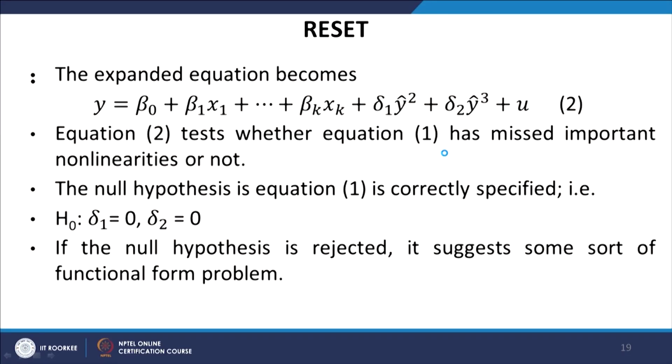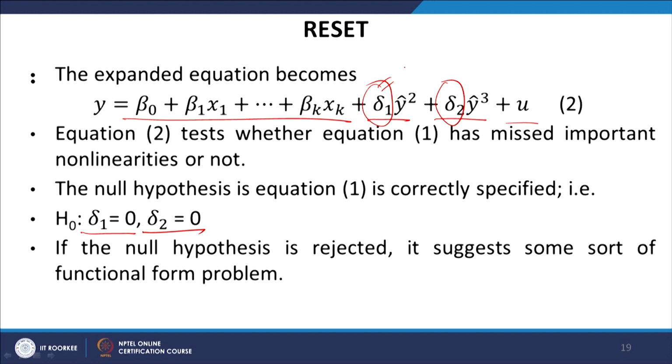Let y hat denote the OLS fitted values from estimates obtained from equation 1. The expanded equation then becomes the original equation plus the square term of the fitted values plus a cubic term of the fitted values plus the error term. So, equation 2 tests whether equation 1 has missed important nonlinearities or not. The null hypothesis that equation 1 is correctly specified is delta 1 equals 0 and delta 2 equals 0. So, we are actually focusing on these two parameter estimates.